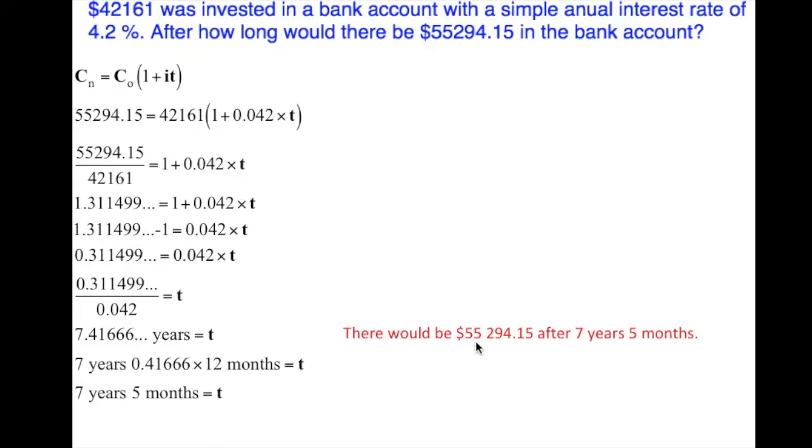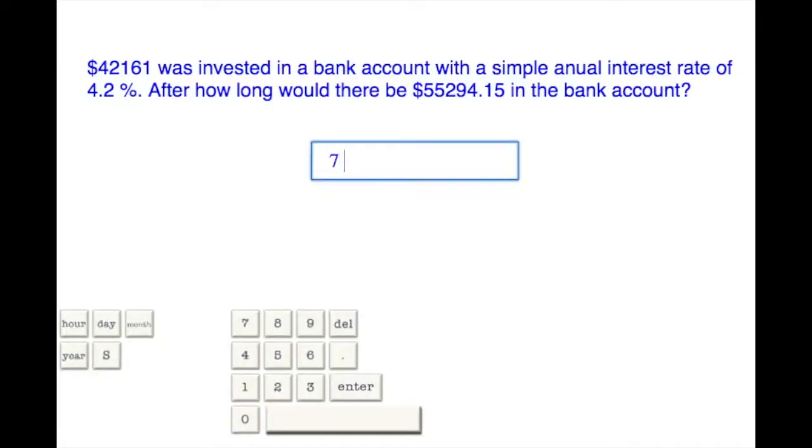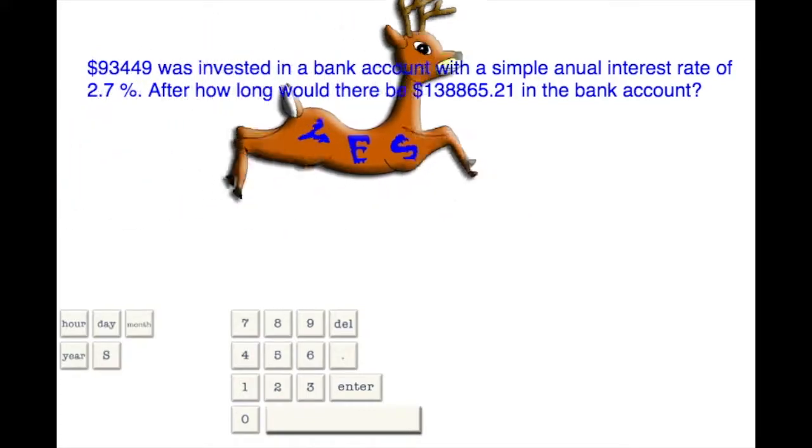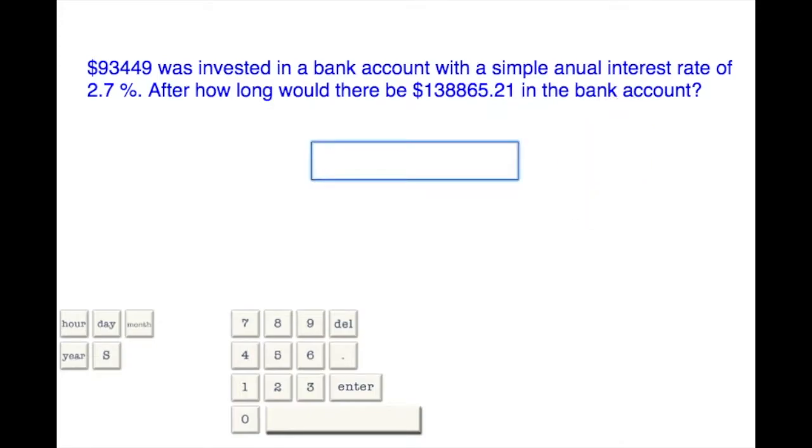There would be $55,294.15 after 7 years and 5 months in this simple interest bank account. All right, let's go back to the program and put in our answer. 7 years, 5 months. And that's it for level 17. Have a good day.